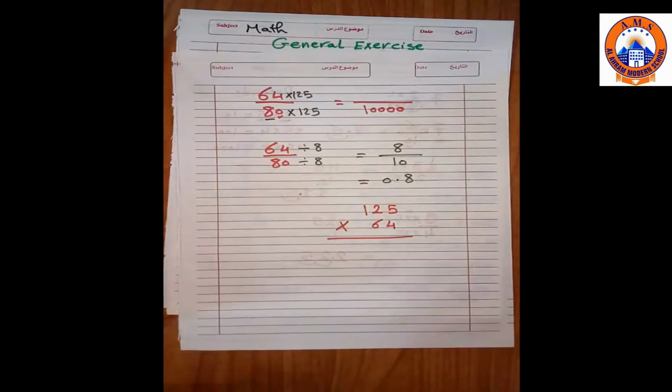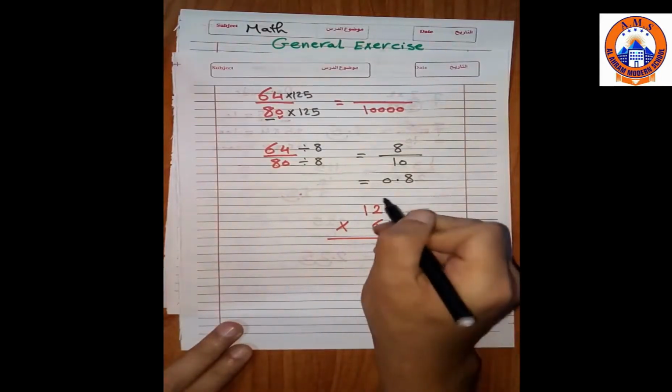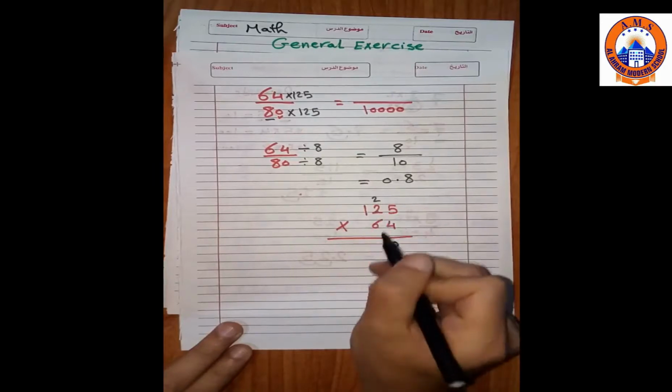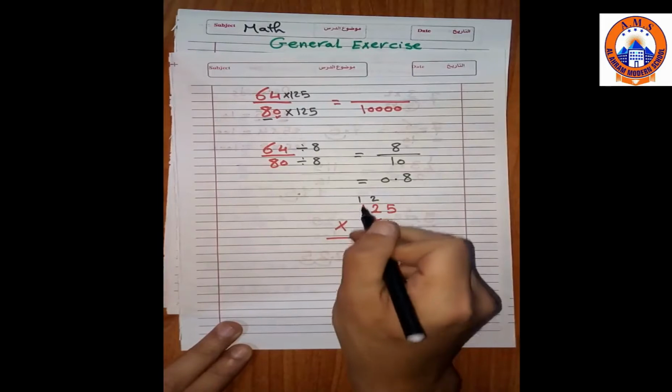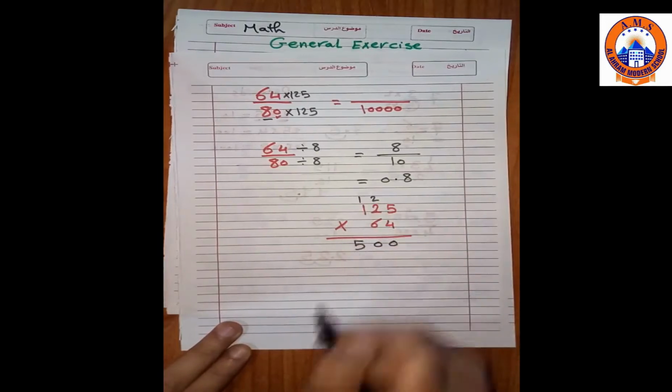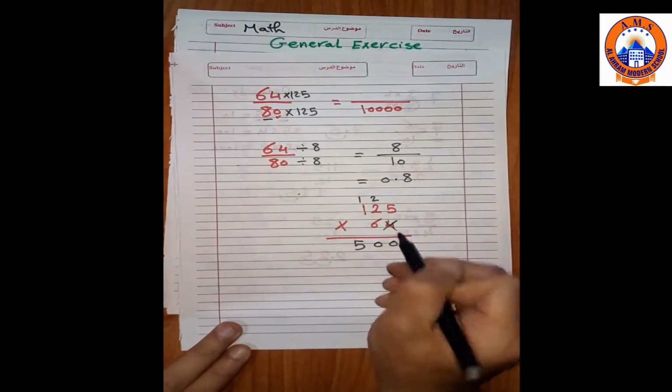We multiply the unit digit first. 4 by 5 is 20. We'll put 0 and carry 2. 4 by 2 is 8, plus 2 is 10. 0, carry 1. 4 by 1 is 4, and we have 1, so it's 5. We finished the number 4.